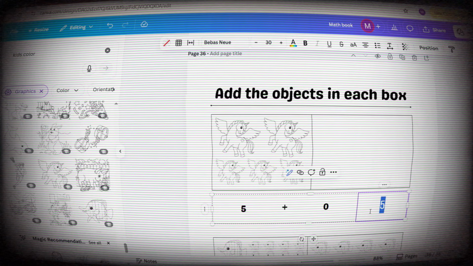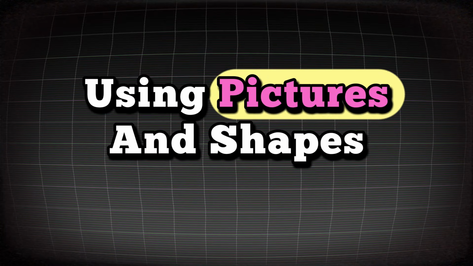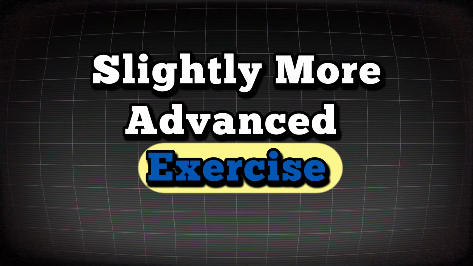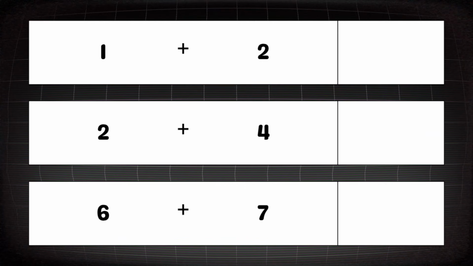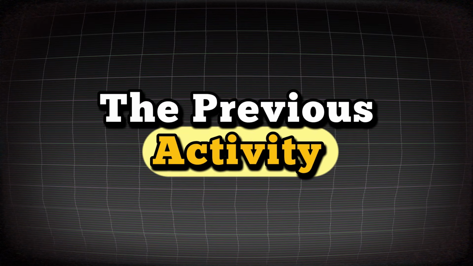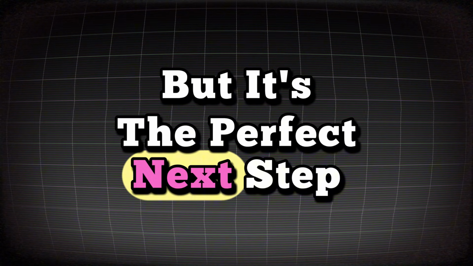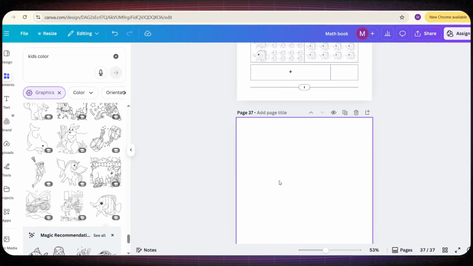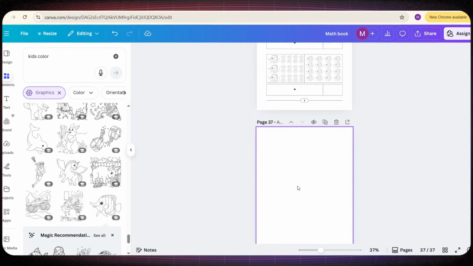We're getting so close to the end of this amazing book, so don't worry, we're almost there. After training the child to add using pictures and shapes, we'll now move on to a slightly more advanced exercise. This time, instead of counting objects, the child will add the numbers directly, without any pictures to guide them. It's a bit more challenging than the previous activity, but it's the perfect next step to help kids start thinking about numbers on their own. The idea is clear and simple, so let's jump right into designing it.